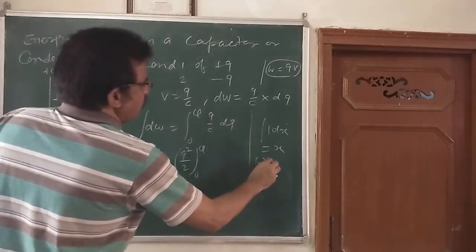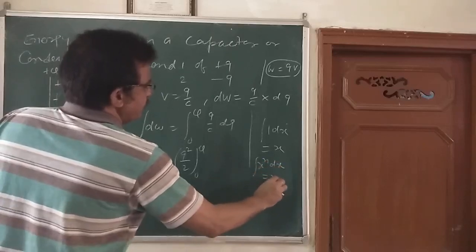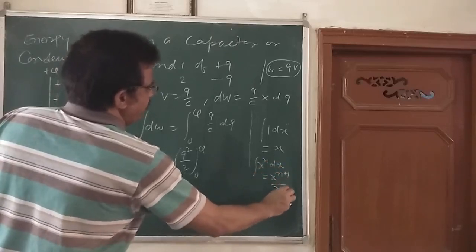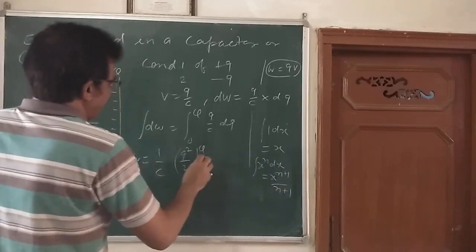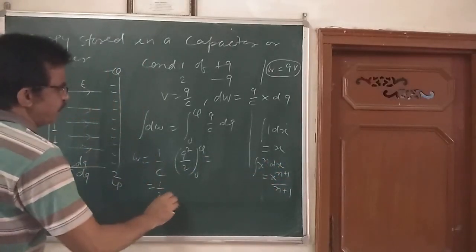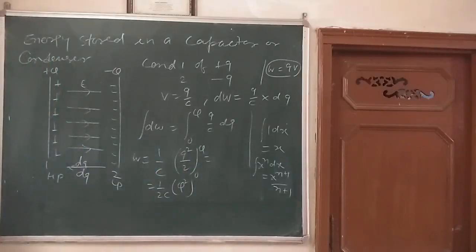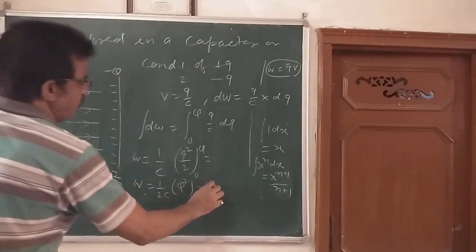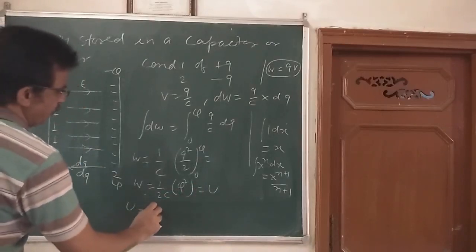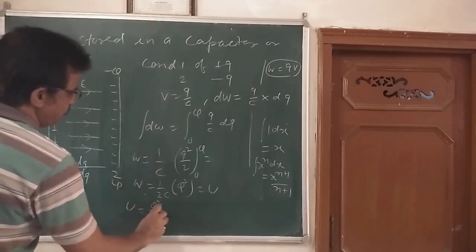We know integration of x to the power n dx is equal to x to the power n plus 1 divided by n plus 1. So here open the limit. तो 1 by 2C Q square. एक बार Q square फिर 0. Electrostatic force is conservative. So this work is stored as a potential energy of the condenser. I can say here it is equal to U. U is equal to Q square by 2C.